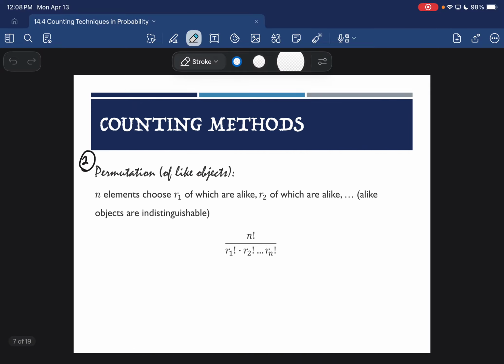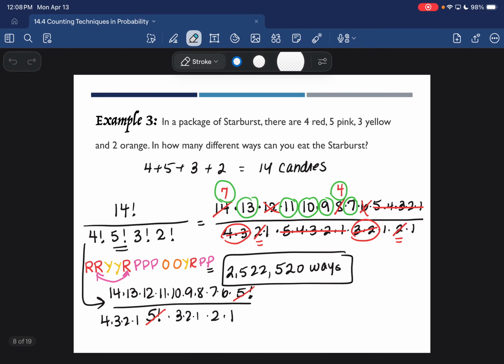Our second strategy was permutation of like objects. So if we have r1, r2, several things that are somewhat alike within their own category, we add them all together. There's n elements total. Then the number on top is the total number of elements, and the numbers on bottom are each of the things that are indistinguishable. And just as a reminder, we had done an example with candy.